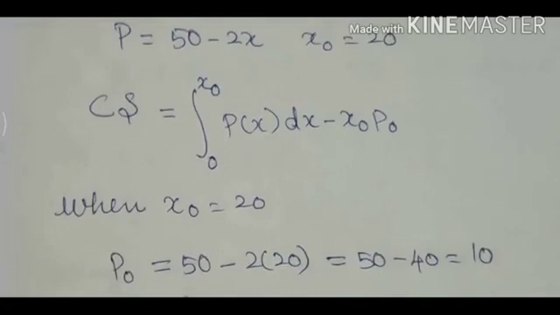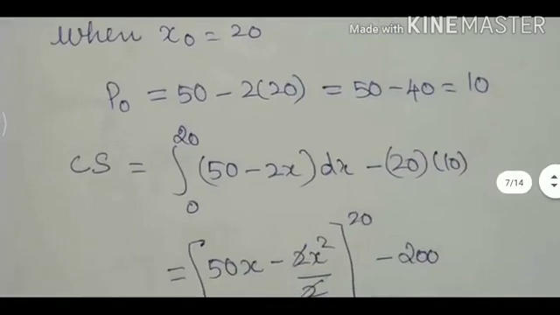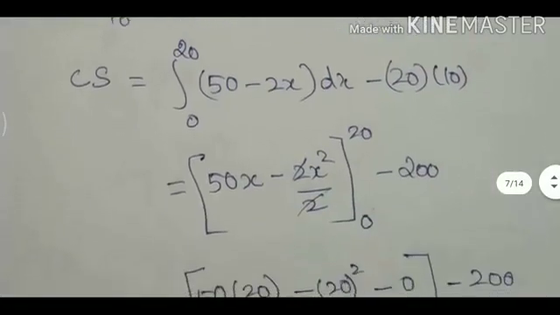So 50 minus 2 into 20 equal to 50 minus 40. We are getting P naught equal to 10. So apply these values in order to find CS, that is consumer surplus. Here the limits are 0 to 20, that is the value of X naught is 20. Integral of 50 minus 2x dx minus P naught into X naught. X naught is 20 and P naught is 10.